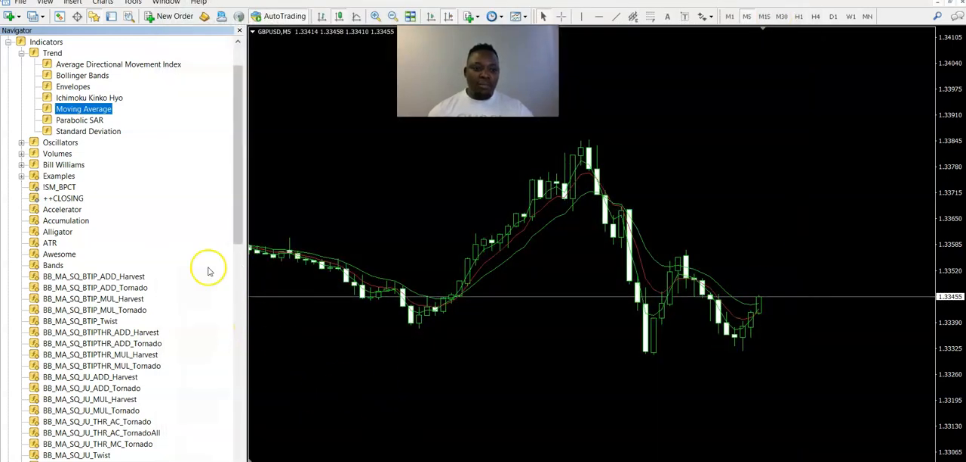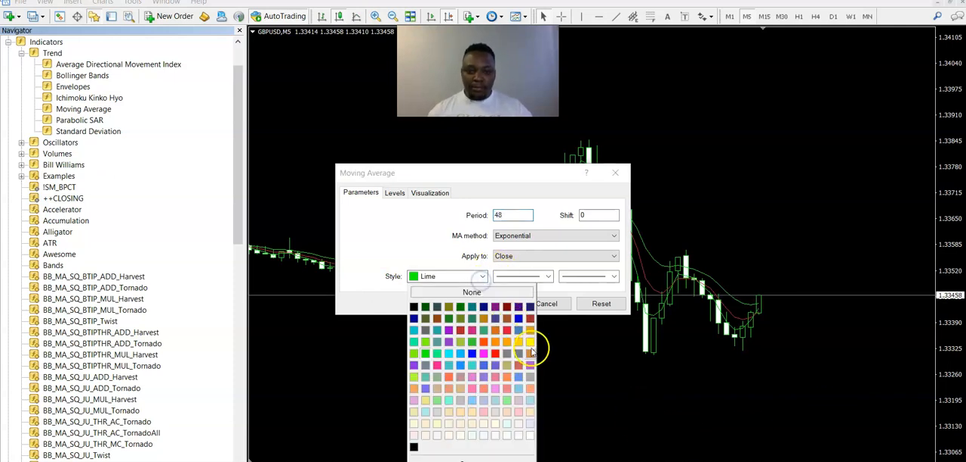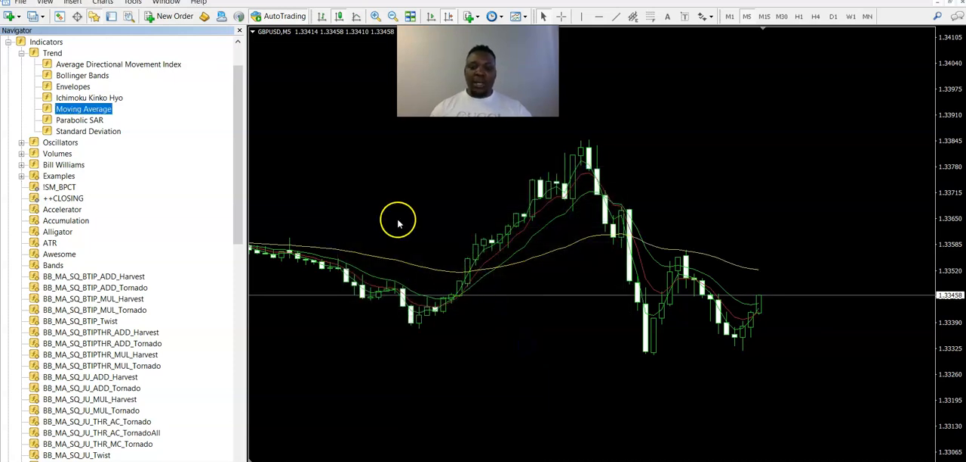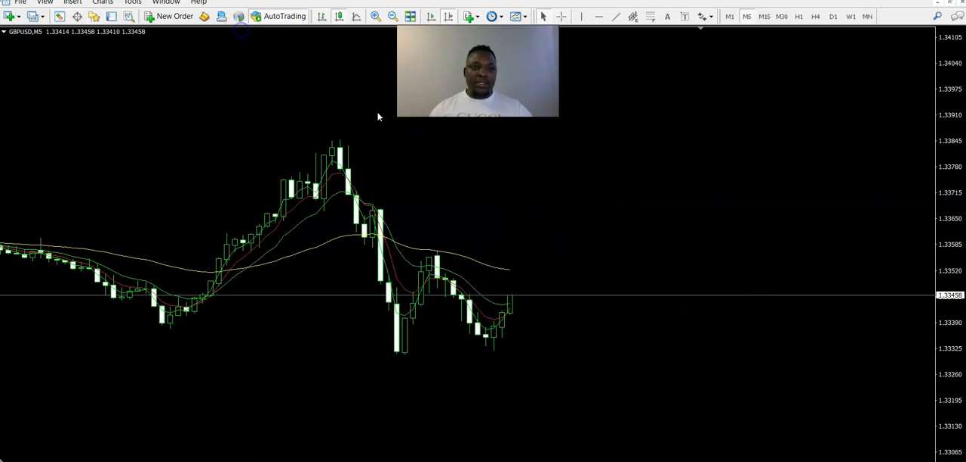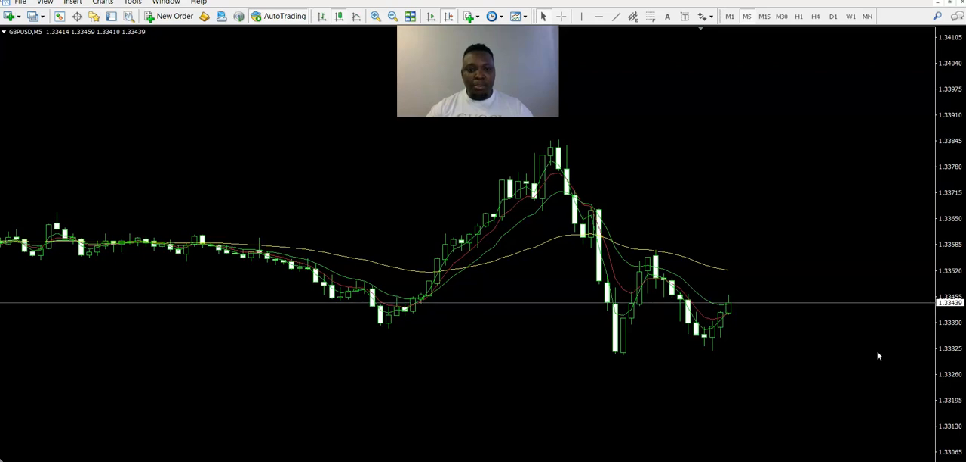Now you come here, you do the very same thing, you put 48, you change the color, put in a yellow. You can choose any color that you want, guys. Now you are done. The only thing that you need to focus on right now is the price in relation to the bands.